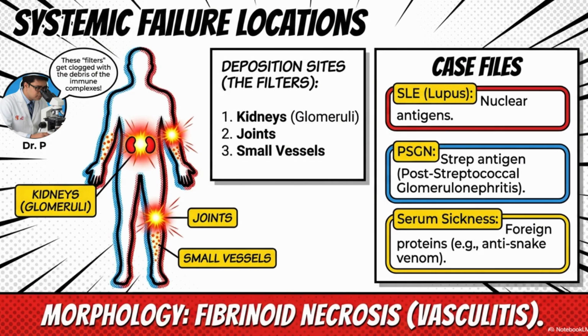For example, SLE, Lupus. It involves nuclear antigens. Post-streptococcal glomerulonephritis involving streptococcal antigen, and serum sickness from foreign proteins like anti-snake venom. Morphologically, you see fibrinoid necrosis or vasculitis.